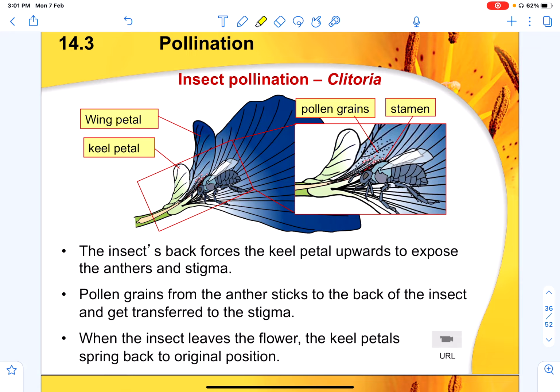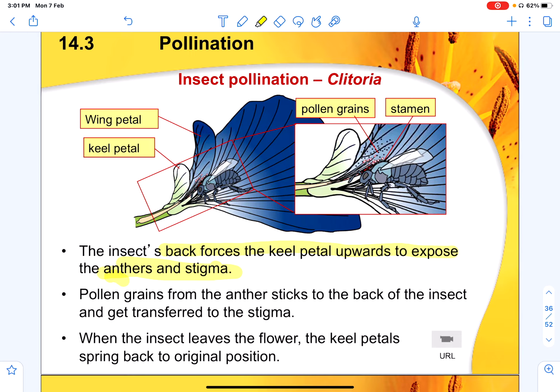These will then result in the insect's body, the back, forcing the petals upwards to expose the anther and the stigma. But more importantly, it helps the pollen grains from the anthers to stick to the back of the insect and get transferred to the stigma. So that's one way.